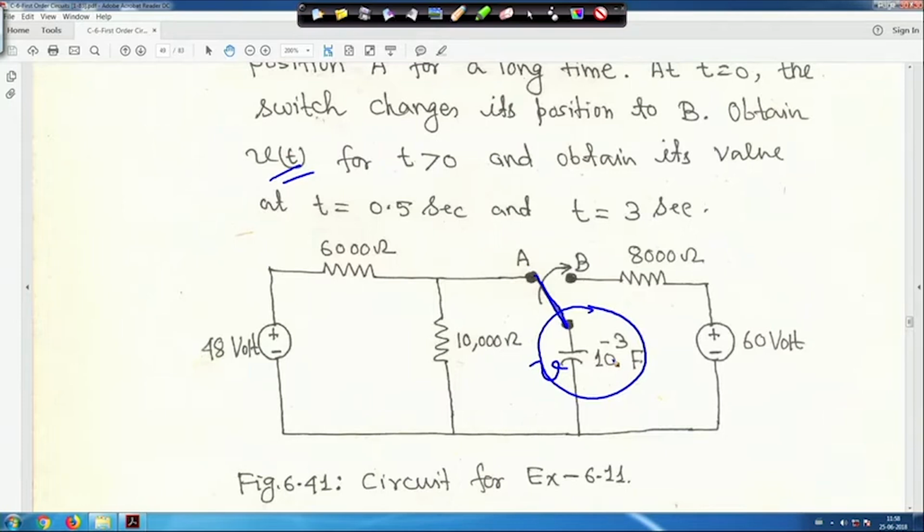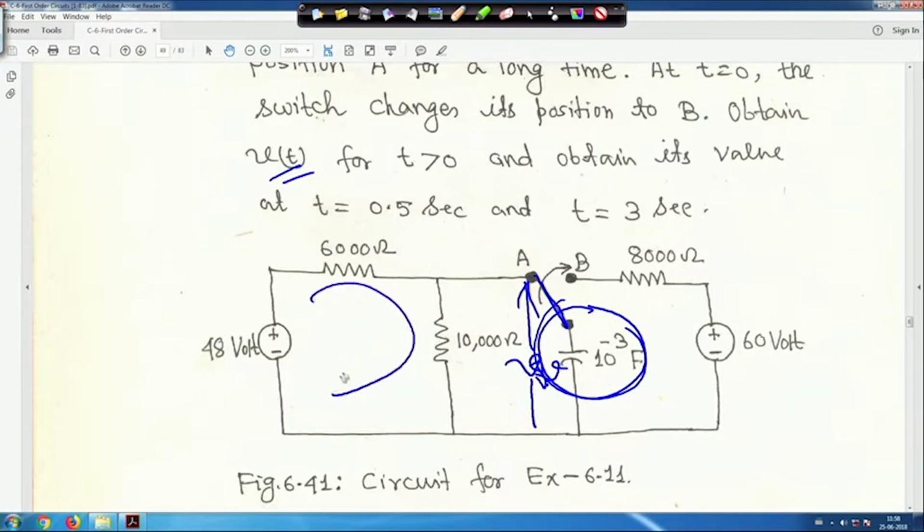So at that time this was open. You have to find out the initial value of the voltage across the capacitor, because the switch is moved now. At t equal to 0, the switch will move from A to B. As this is open circuited, this voltage was V, and say this is V and this is V0. So in that case it is open.